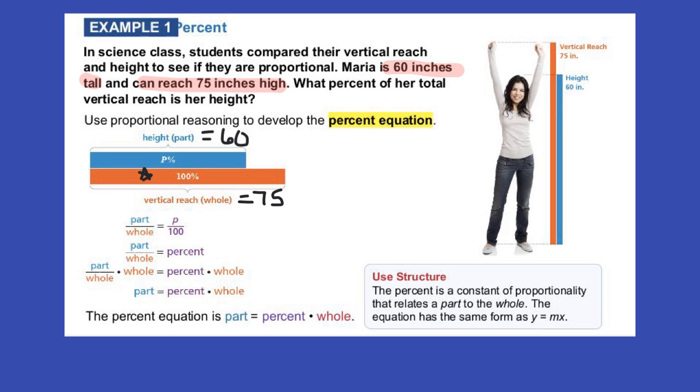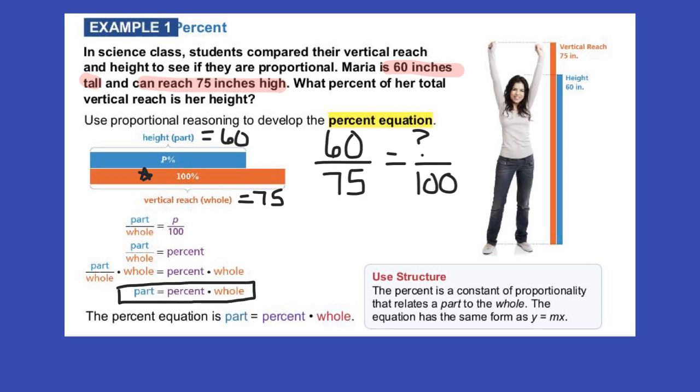So back in the day, we used to use a percent proportion. She is 60 inches out of her 75 total reach inches, and we want to know what percent is that out of 100. And you could cross multiply and divide for that. That was last lesson. Well, this lesson, they want us to use this framework right here.